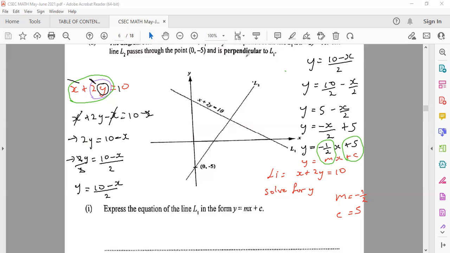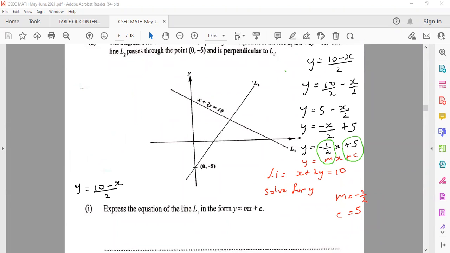Okay, look at it this way. Let me use a blue marker. Let's look at it this way. Allow me to erase this side, please. Let me erase that side really quick.